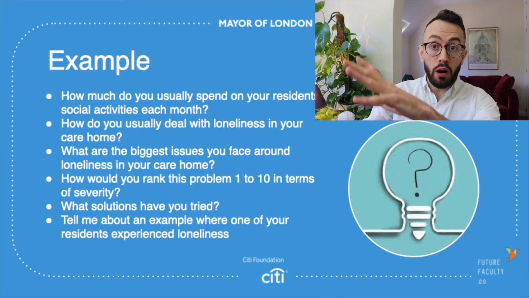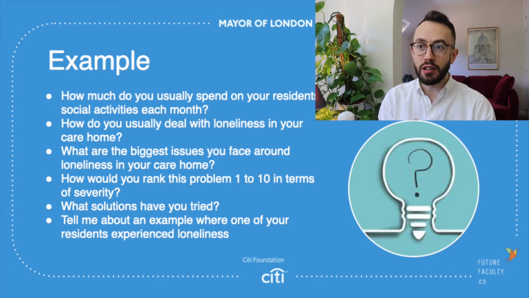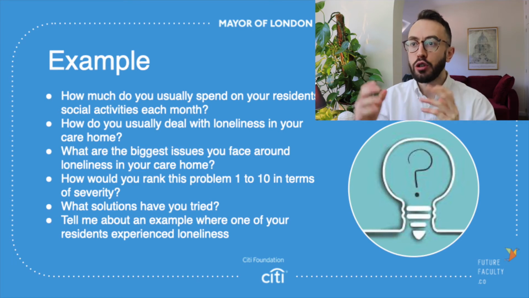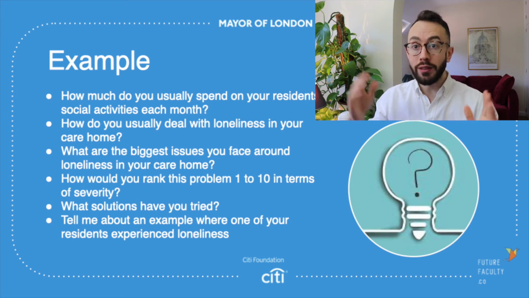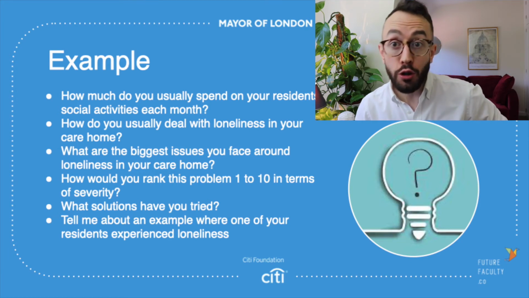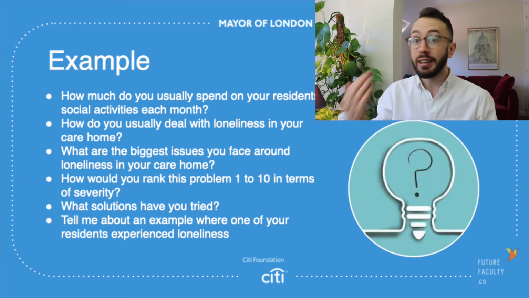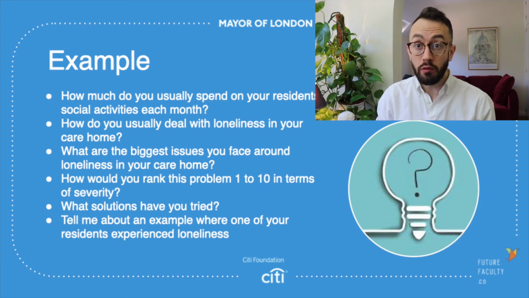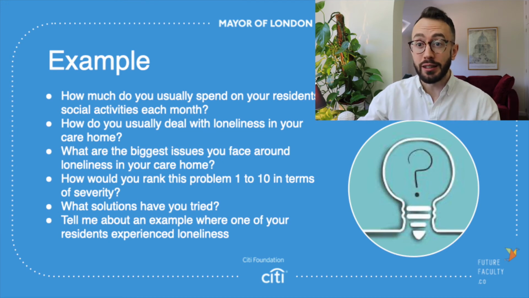So, going back to our AI and aging example, some good questions. How much do you usually spend on your resident social activities each month? How do you usually deal with loneliness in your care home? What are the biggest issues you face around loneliness in your care home? How would you rank this problem from 1 to 10 in terms of severity? What solutions have you already tried? What went well? What didn't go well? Can you tell me a specific example about one of your residents who is suffering from loneliness right now? The more detail and specific information you have, the better, because this is what's going to frame what it is that you actually build.